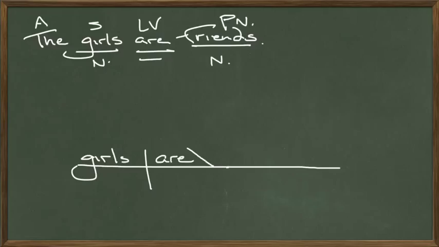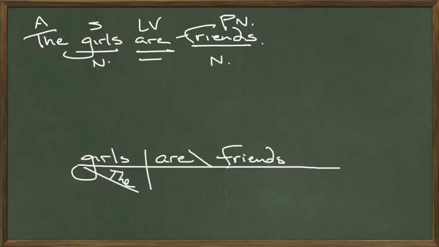slanted stick. You may remember that if we have a direct object, it's on the main line after a half stick like that, but it's straight down. Well, this is a slanted stick if it's predicate nominative or a predicate adjective. So we have girls are friends, and then of course we have the girls are friends.